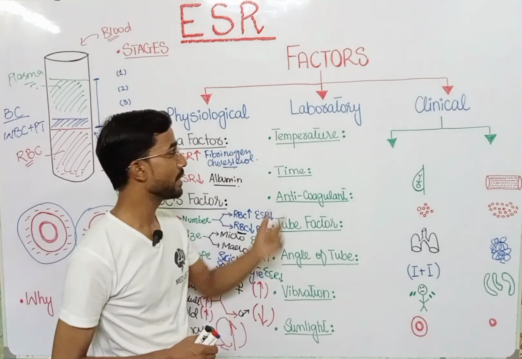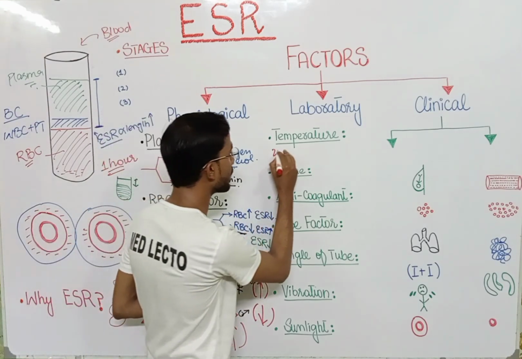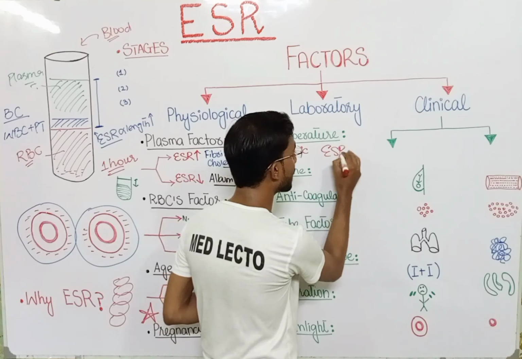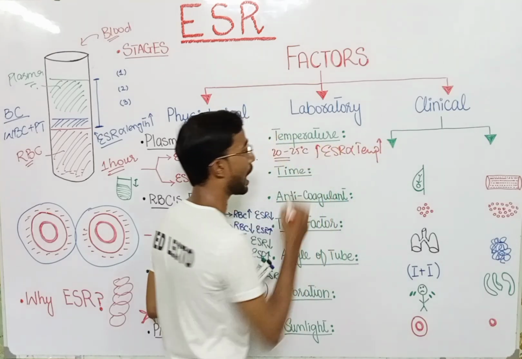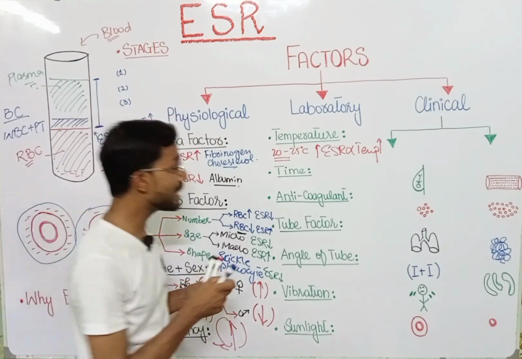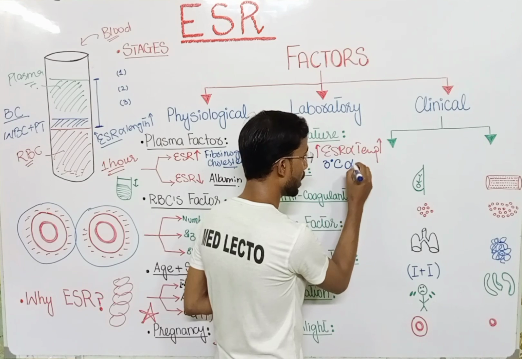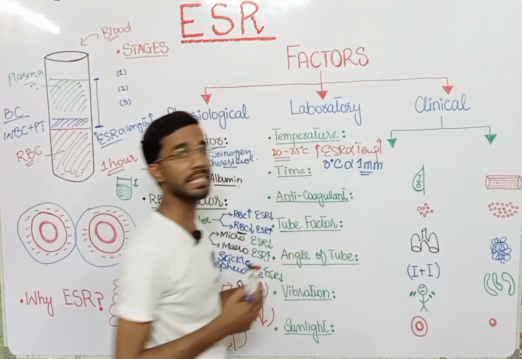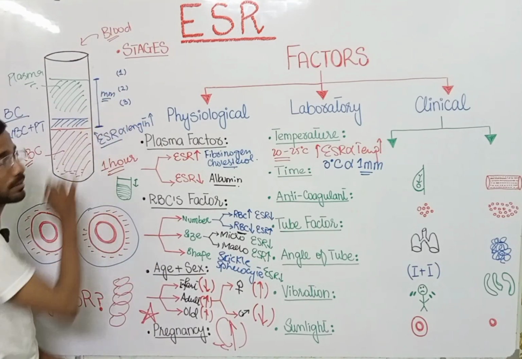Next are the laboratory factors. In the laboratory, we do ESR at room temperature, that is 20 to 25 degrees. But ESR is directly proportional to temperature. When we increase the temperature, the ESR will also be increased. It is said that a 3 degree Celsius increase causes a 1 millimeter increase in ESR, because the ESR reading is actually measured in millimeters.